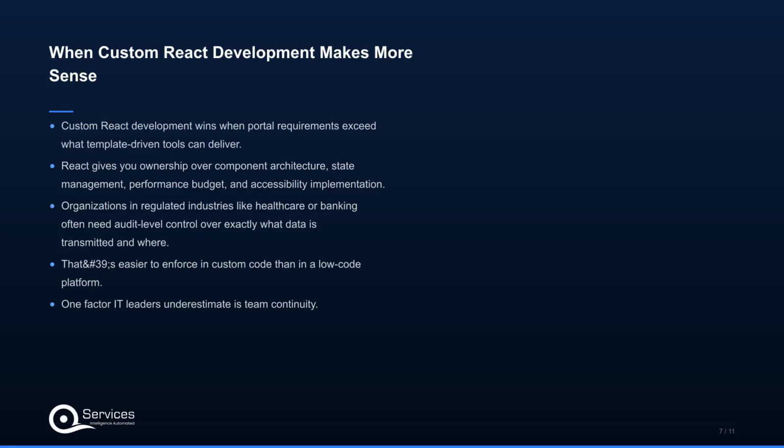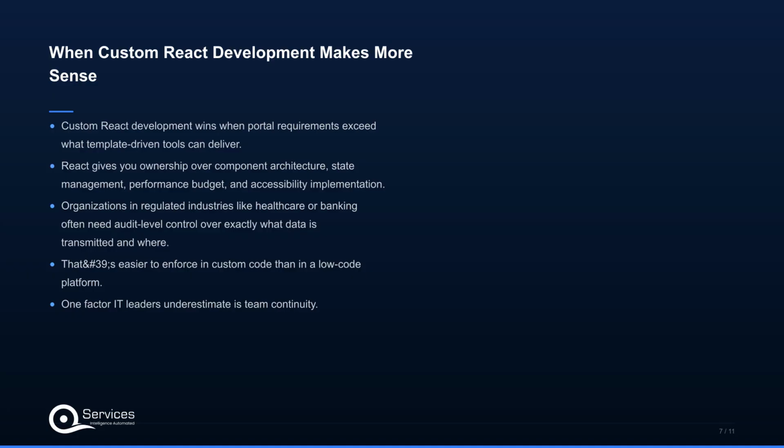Next up, when custom React development makes more sense. Custom React development wins when portal requirements exceed what template-driven tools can deliver. The honest answer is that React is the right choice when your organization needs something that looks and behaves unlike any standard Microsoft portal. If your design team has a strict brand language, your portal must load in under 2 seconds on mobile, or you're integrating with 3 or more non-Microsoft external systems, the overhead of working around Power Pages constraints will exceed the time saved up front.